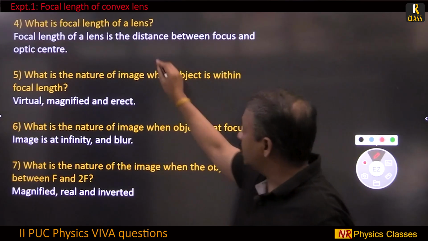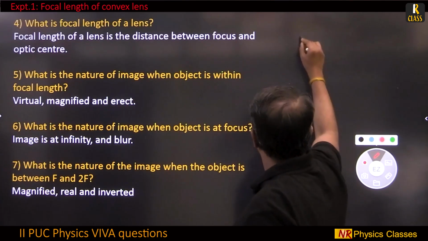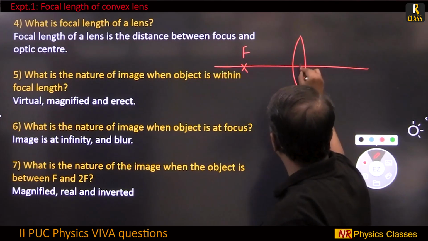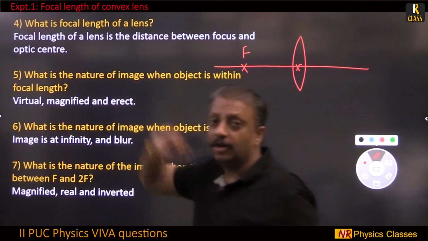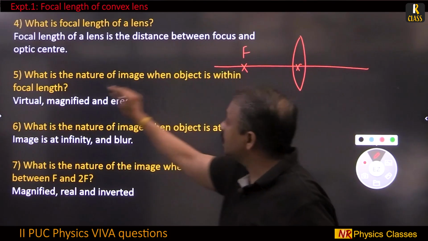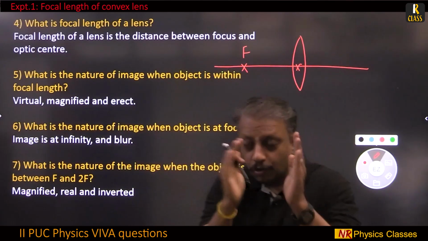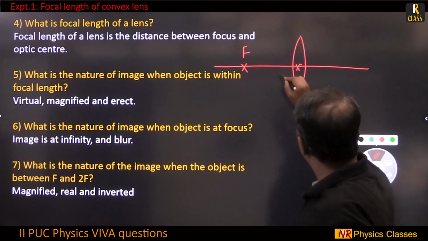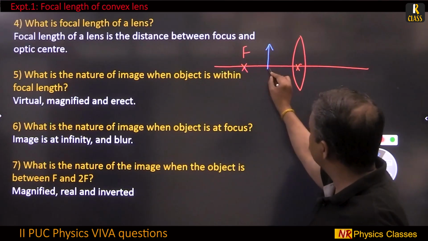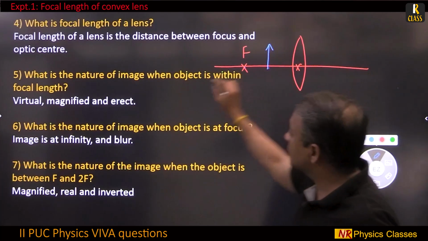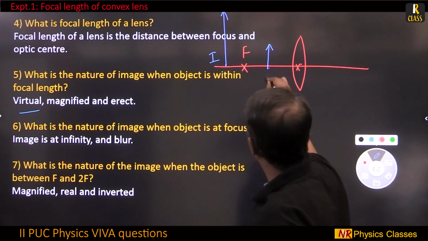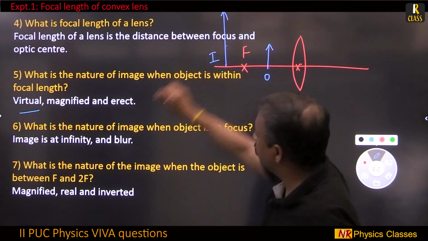What is focal length of a lens? Focal length is the distance between focus and the optic center. What is the nature of image when object is within focal length? Here is the object, means object within the focal length. Then image is virtual. So here we get the image: virtual, magnified and erect.